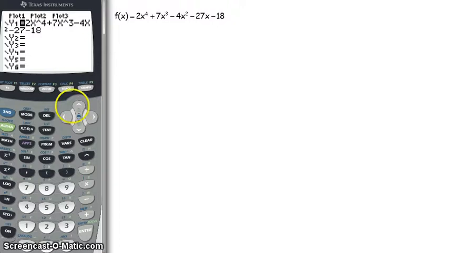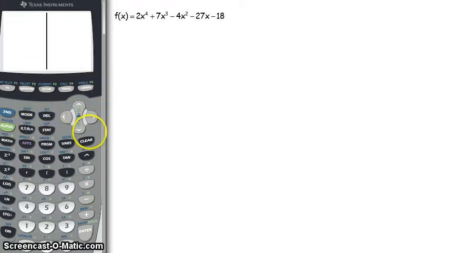Alrighty. Oh, see, it missed my x, so I'm going to insert that. Okay, so let's hit graph, see what this looks like. Alrighty, so since this is an x to the fourth graph, we should expect it to end going the same direction, which it is, and we should expect to get 4 solutions here.